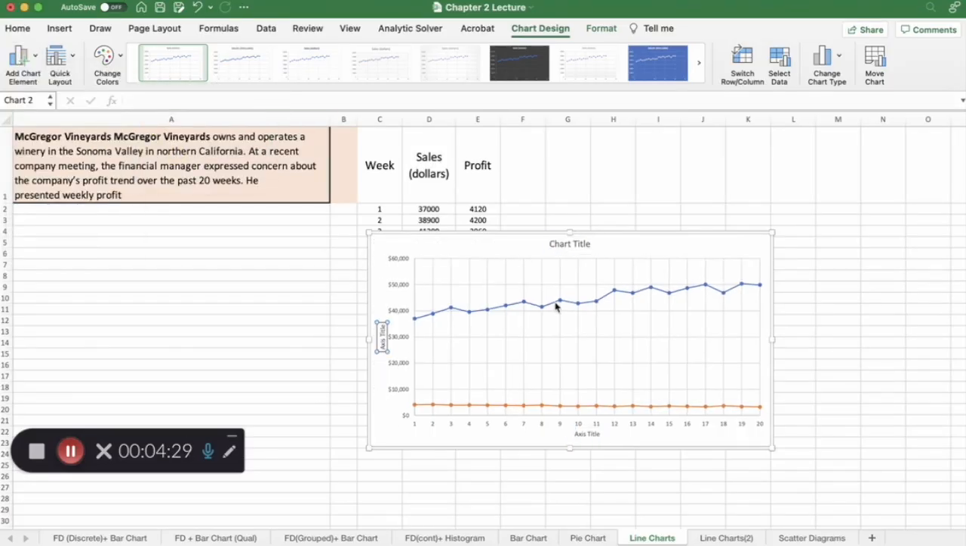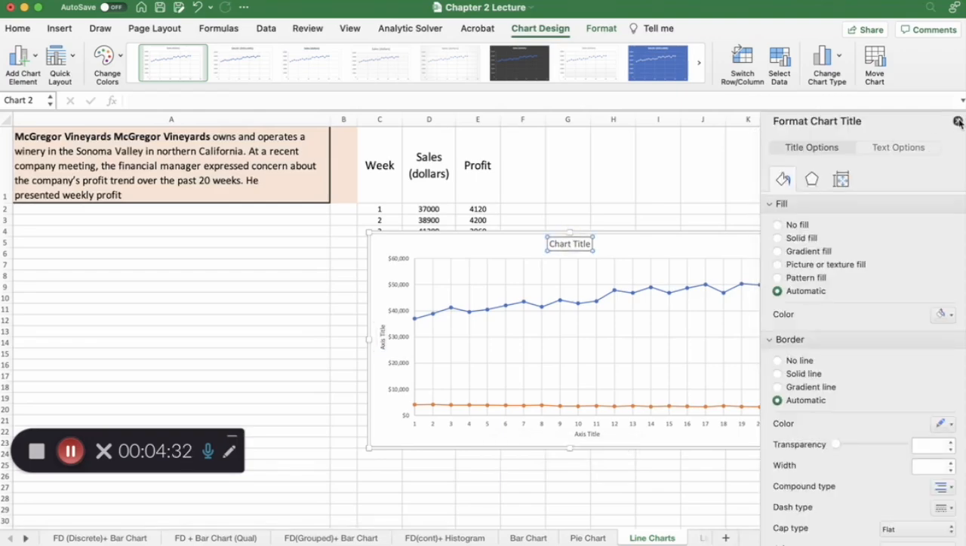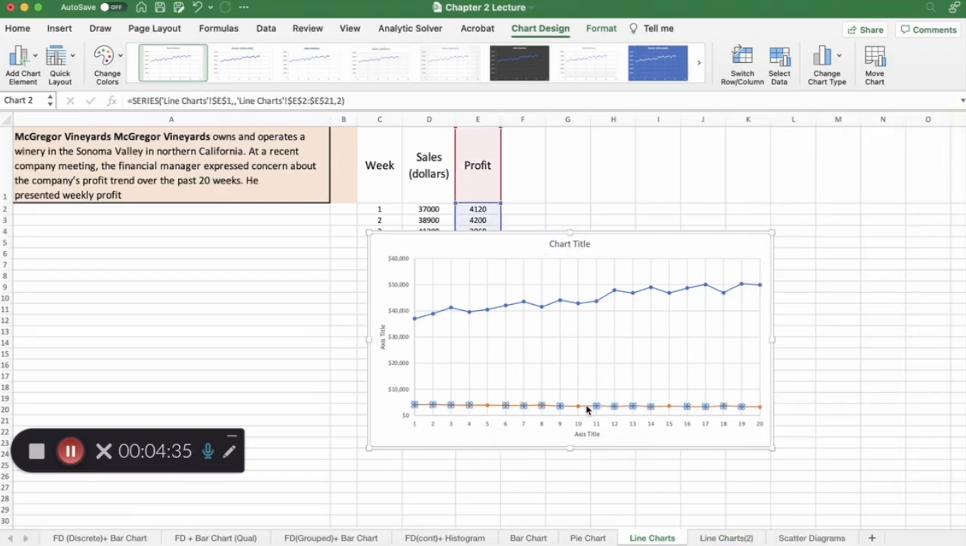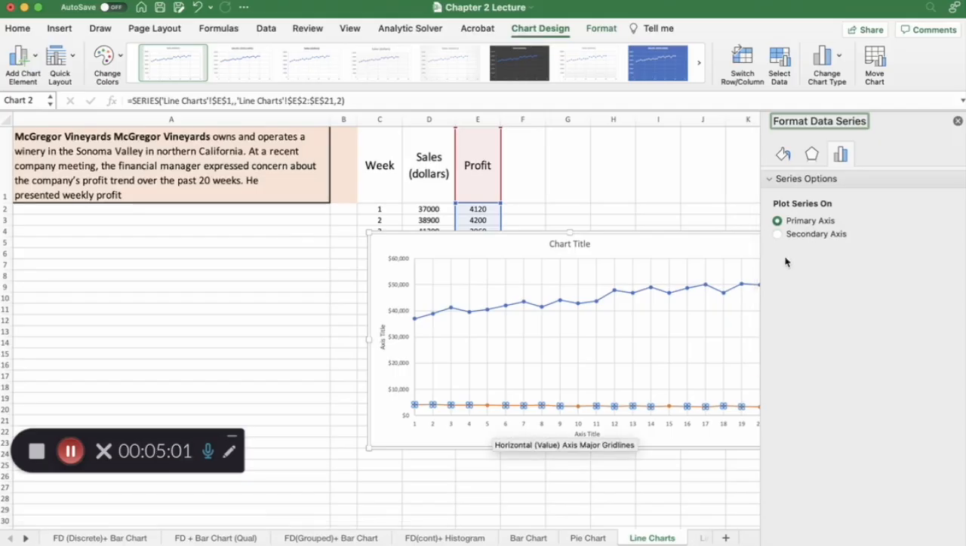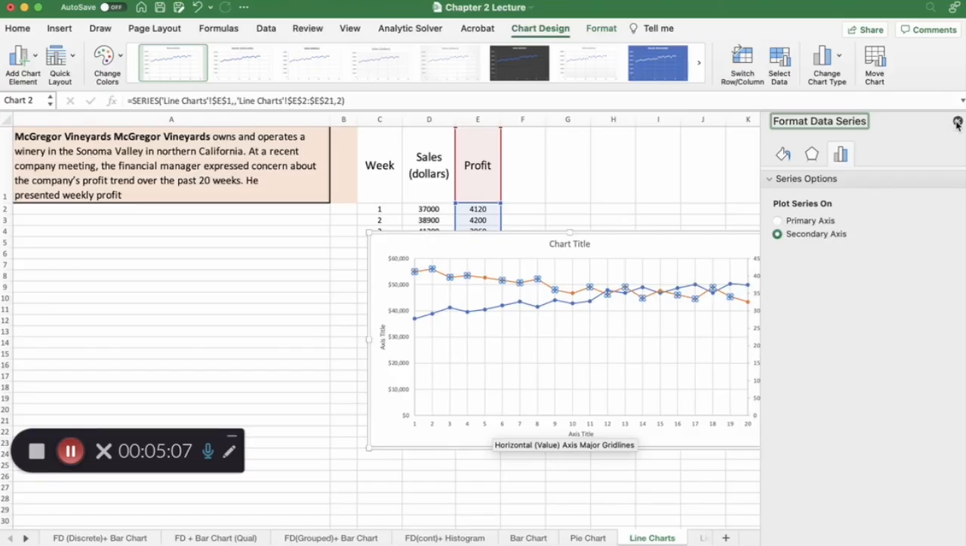Okay, so let's first try to fix this problem. It's clear that the sales is going up, but the profit is kind of going down, or something. It's kind of flattened, so it doesn't tell you the full picture. So what we're going to do is use different scales. For the line on the right, I'm going to do format data series. I selected the line that represents the profit, and I'm going to plot this series on the secondary axis. Here we go. Secondary axis.